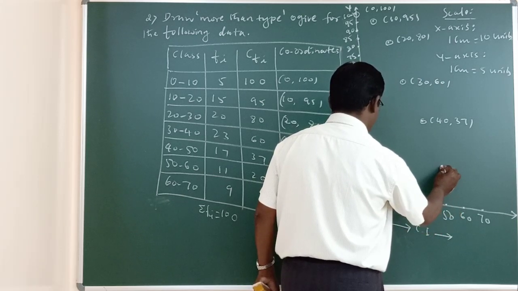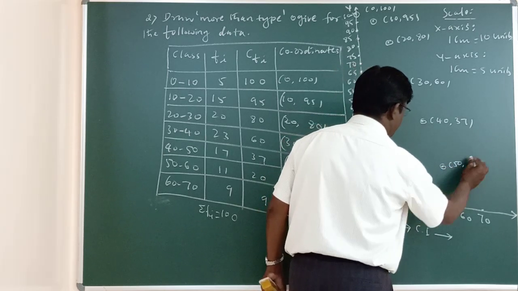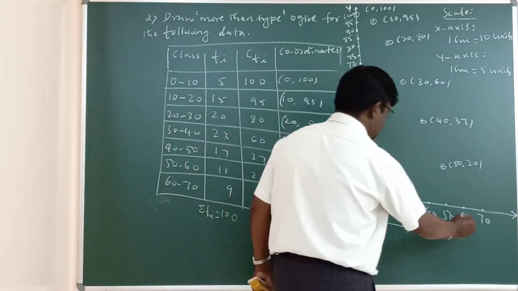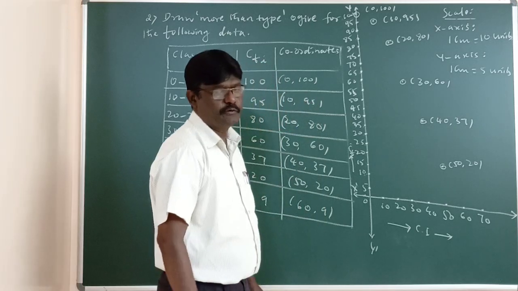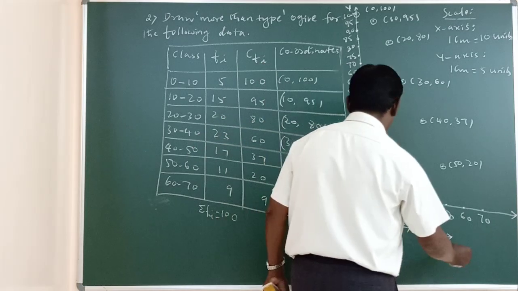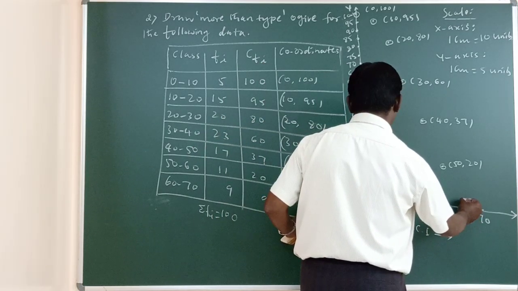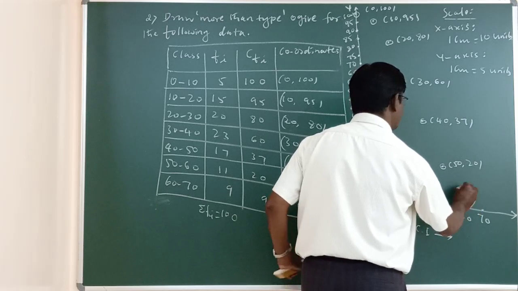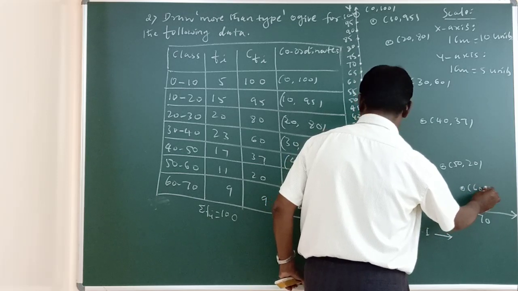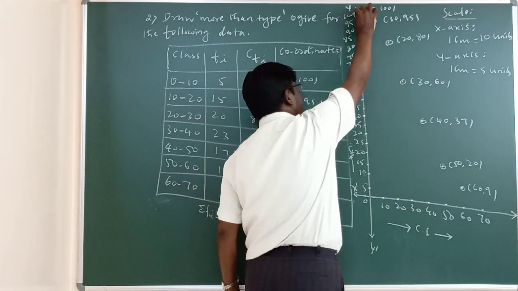So now here it comes, 50, 20. And then 60, 9. 9 means 5 plus 4, and 4 means 4 twos are 8 divisions. After 5, 8 divisions. It comes very close to 10, but not 10. 60, 9.